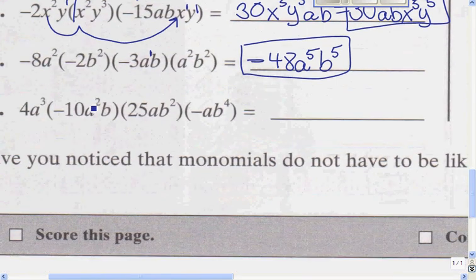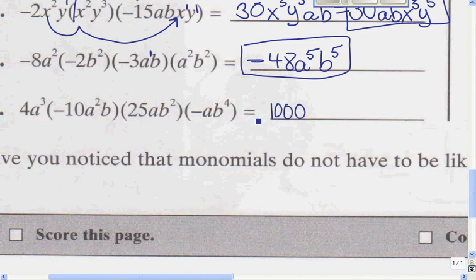Here I've got an even number of negatives. 1, 2. 2 is an even number, so I know my answer is going to be positive. Now that I know my sign, I'm going to figure out my numbers, right? 4 times 10 is 40, and 40 times 25, I don't know what that is. Let me look it up on my calculator. 40 times 25 is 1,000. So I know my sign is positive, my number is going to be 1,000.